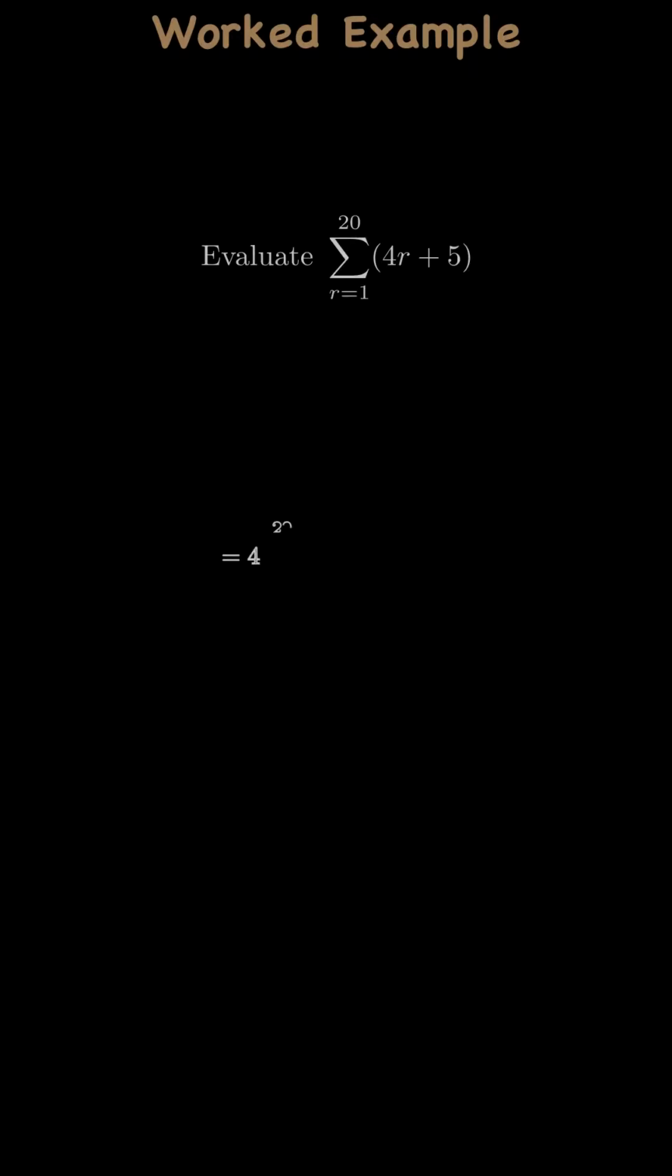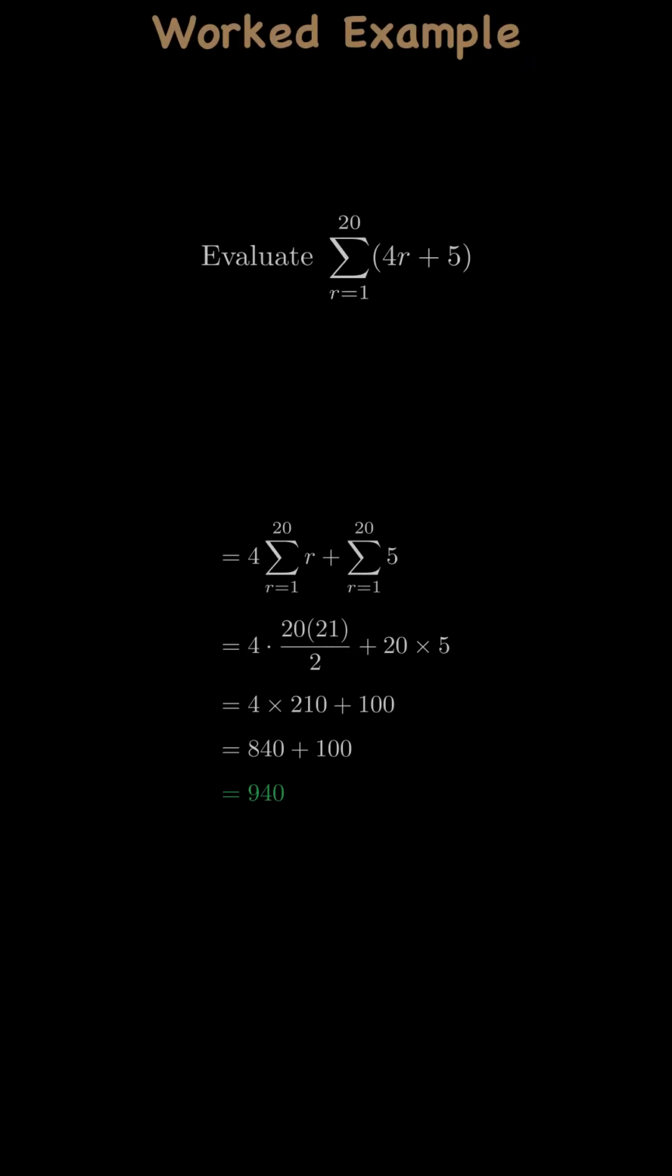Let us work through an example. Evaluate the sum from r equals 1 to 20 of 4r plus 5. Using the sum and difference rule, we split this into 4 times the sum of r plus the sum of 5. For the sum of r, 20 times 21 over 2 equals 210. Multiply by 4 to get 840. For the sum of 5, we add the constant 5 20 times, giving 100. The total is 840 plus 100, which is 940.